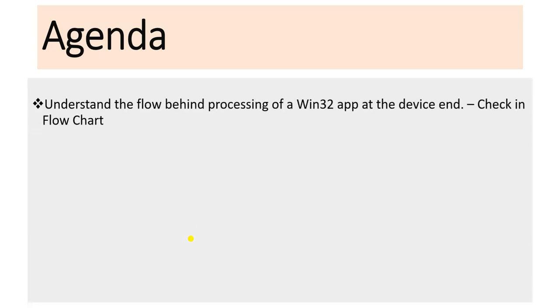The agenda of this video: the first point we're going to cover is trying to understand the flow behind the processing of the Win32 app. When you deploy any application from Intune, how exactly does the data flow work in the backend, and how is Intune processing the data? That part we are going to cover with the help of a flow chart.